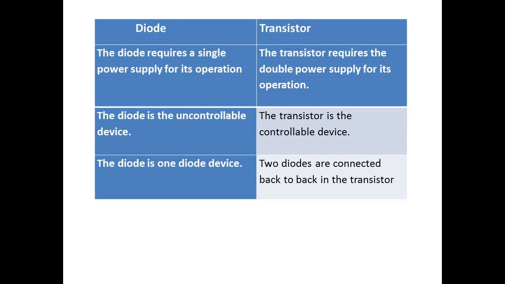The diode is the uncontrollable device. The transistor is the controllable device. The diode is one diode device. Two diodes are connected back to back in the transistor.